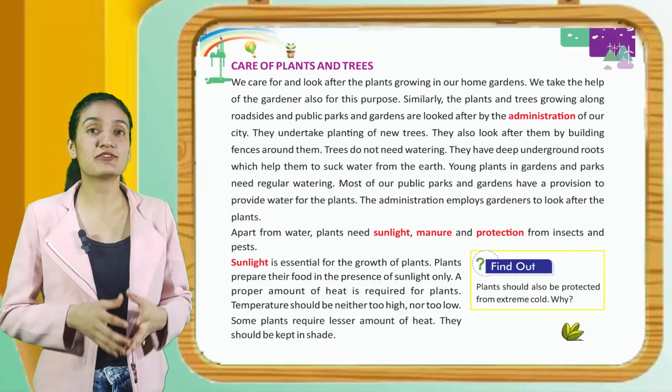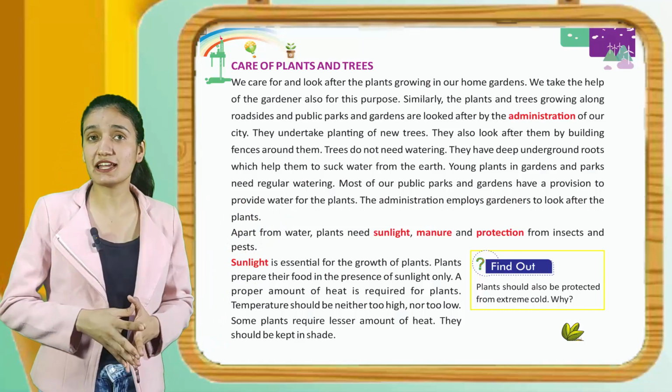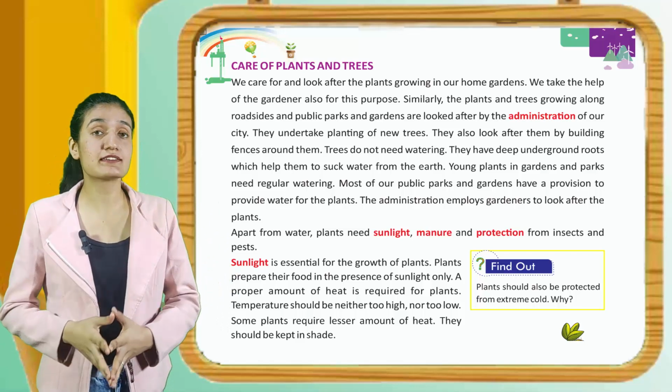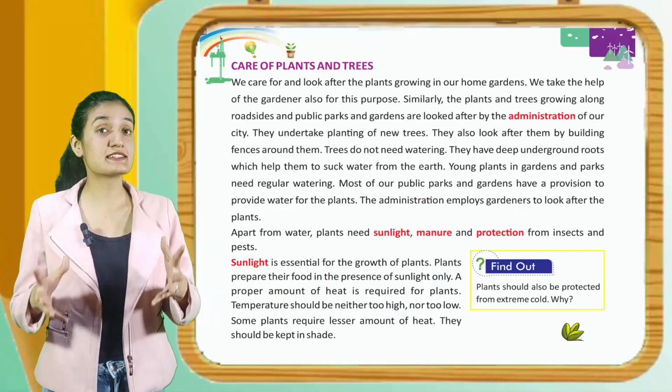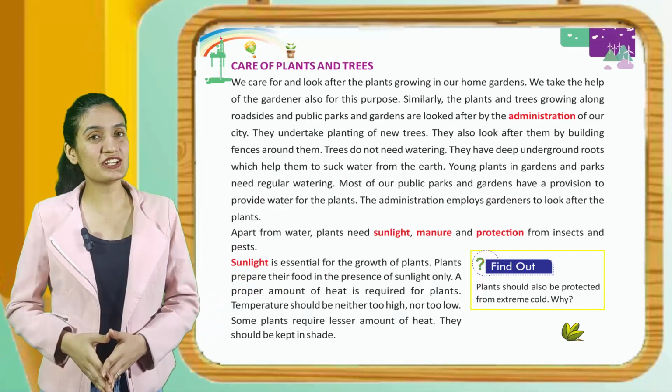Sunlight is essential for the growth of plants. Plants prepare their food in the presence of sunlight only. A proper amount of heat is required for plants. Temperature should be neither too high nor too low. Some plants require a lesser amount of heat. They should be kept in shade.